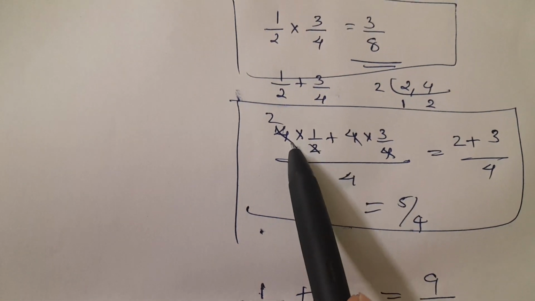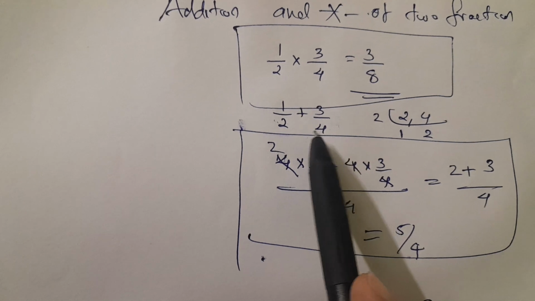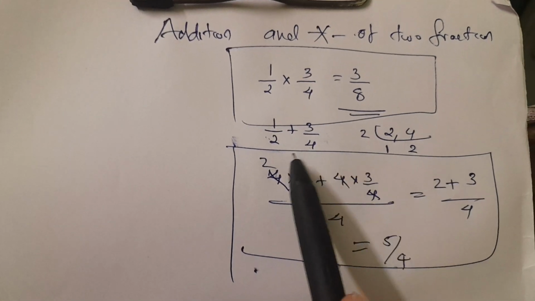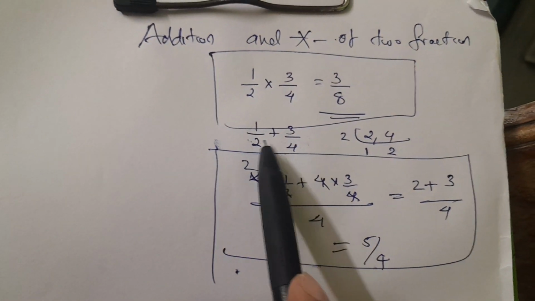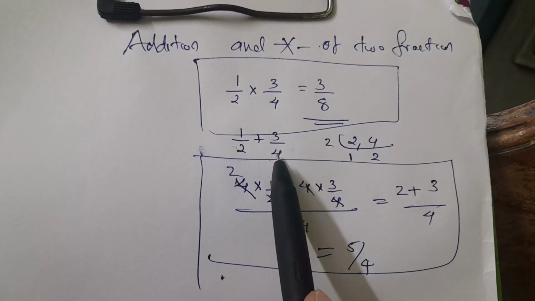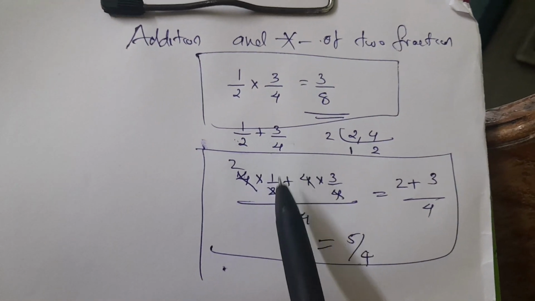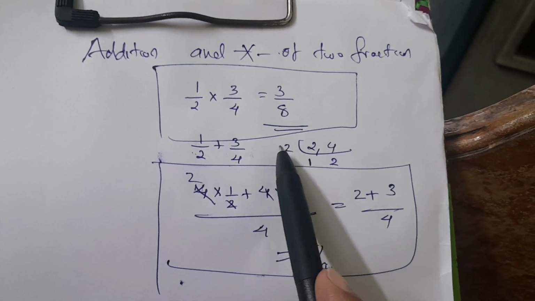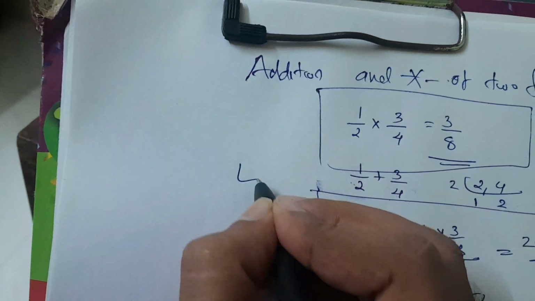Adding 1 by 2 plus 3 by 4, 2 and 4 are not the same. Okay, so take the LCM. Here, 2 is an even number. When we discuss 1 by 2 and 3 by 4, 2 and 4, the highest number is 4, that is the LCM. Also, we can take the LCM like this: 2, 4, 2 into 1 is 2, 2 into 2 is 4. 4 is the LCM.